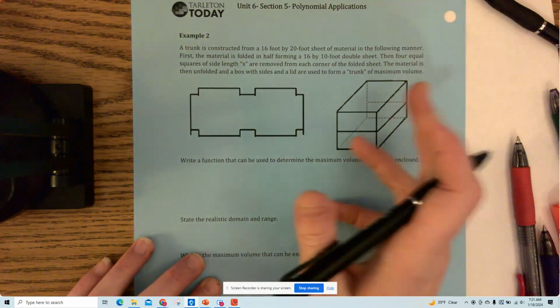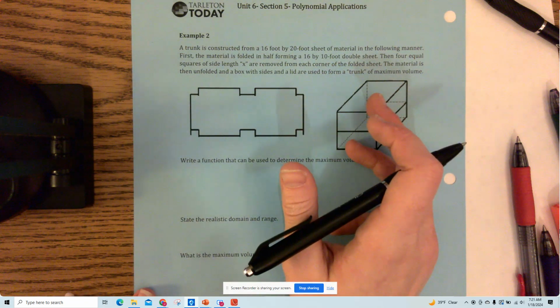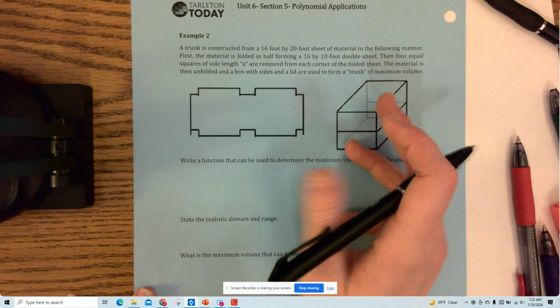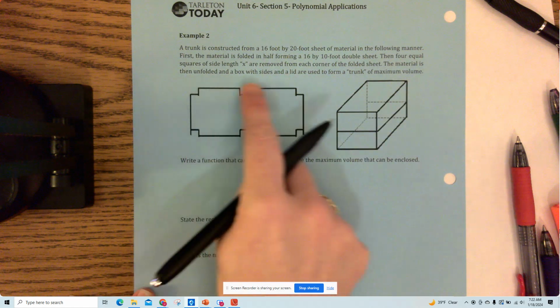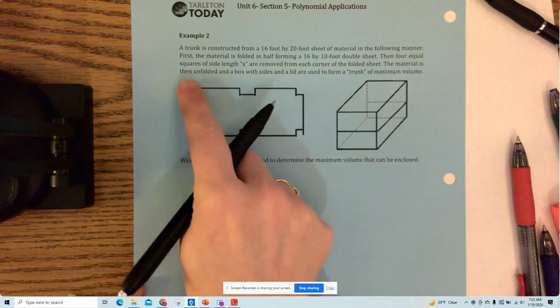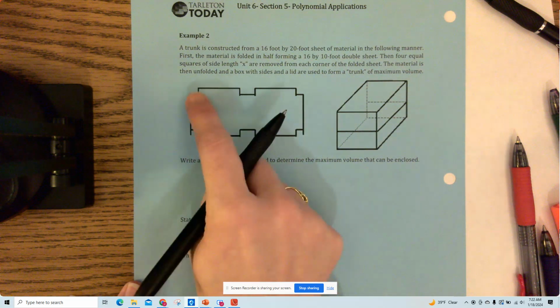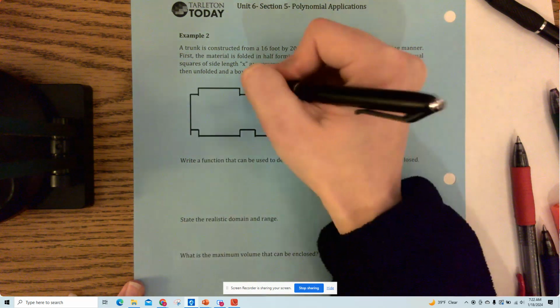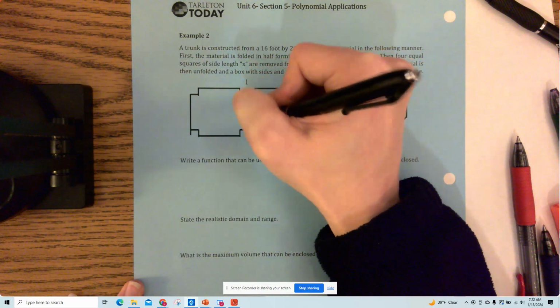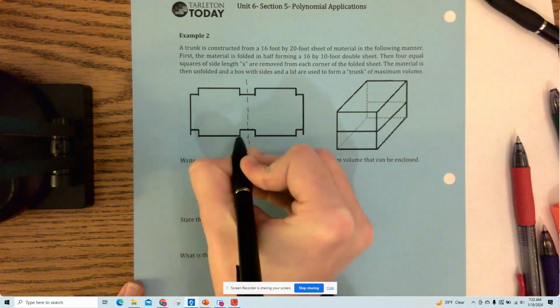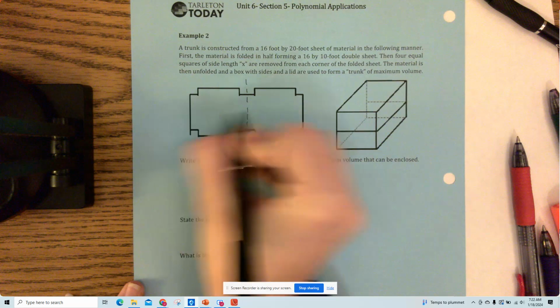Okay. So here's what we know. It says a trunk is constructed from a 16 by 20 foot sheet of material. So that means all the way across here would be 20 feet, and all the way across here would be 16 feet. First, the material is folded in half, forming a 16 by 10 foot double sheet. So this is still 16 all the way across here. And if I cut this thing in half, I'm meaning from here, skipping this gap, all the way across, and that gap is 16 feet. So this distance here in the center.